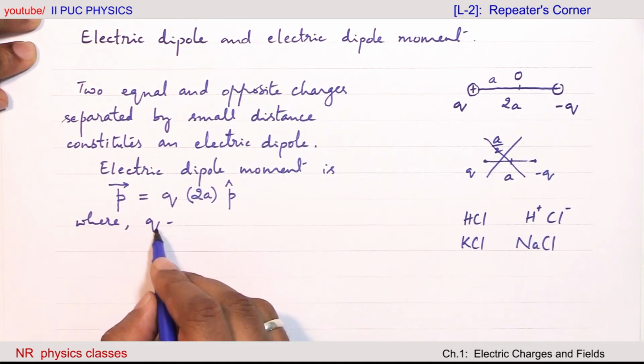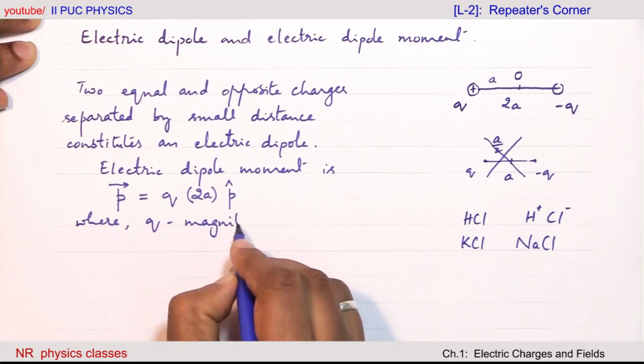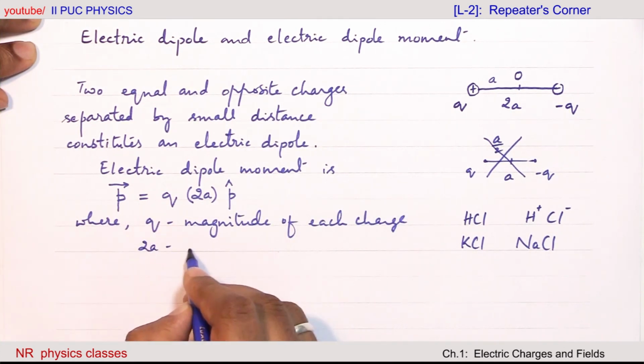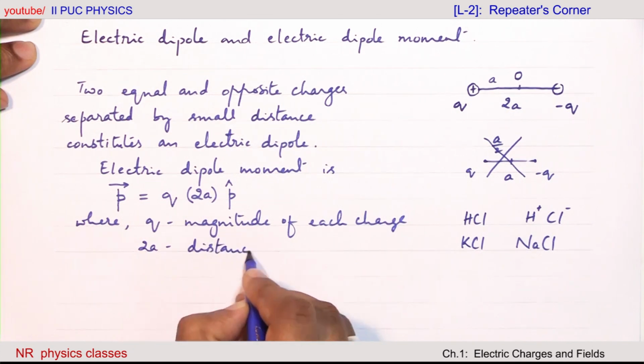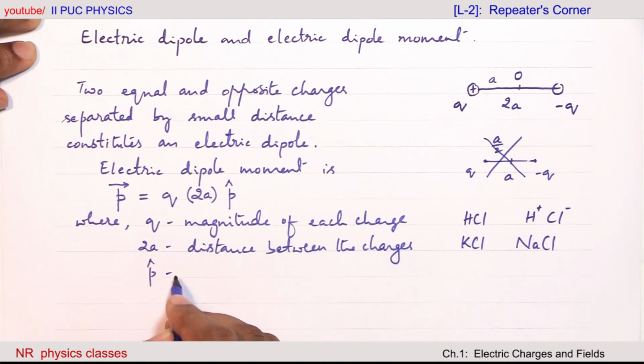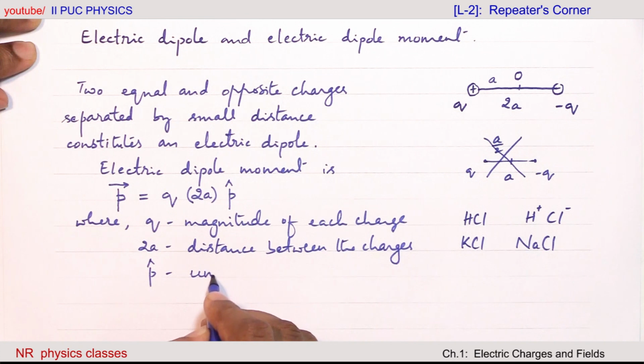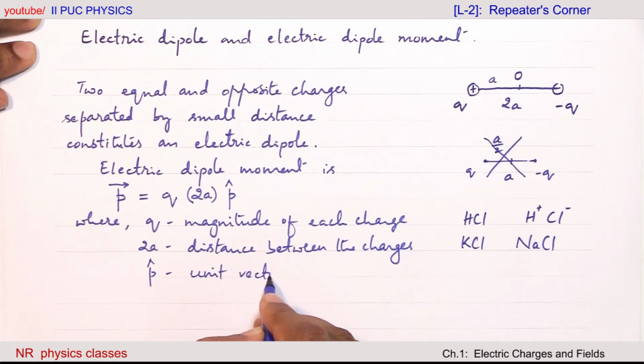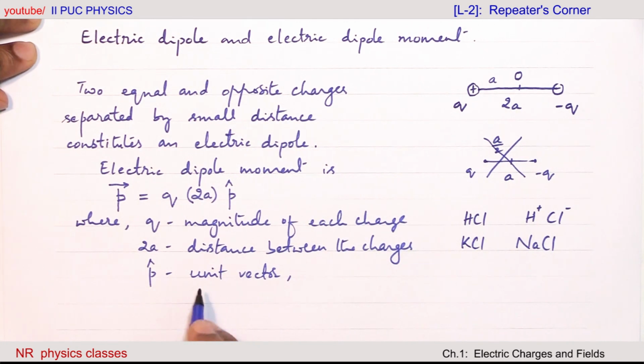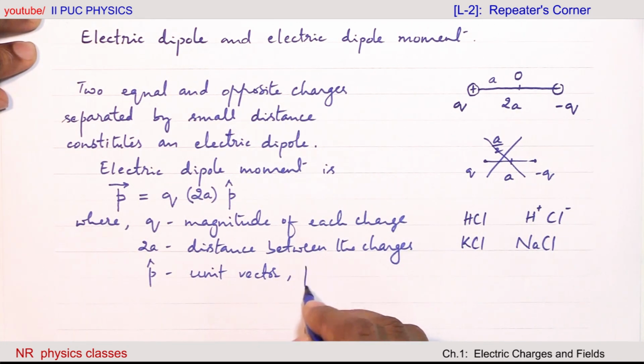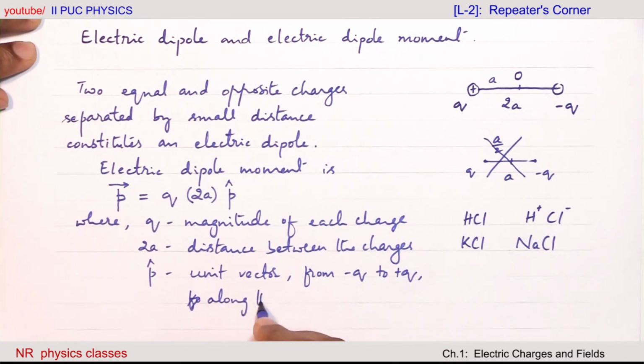Q is the magnitude of each charge. 2a is the distance between the charges. P cap is a unit vector. Second thing, it is from minus q to plus q along the line joining the charges.